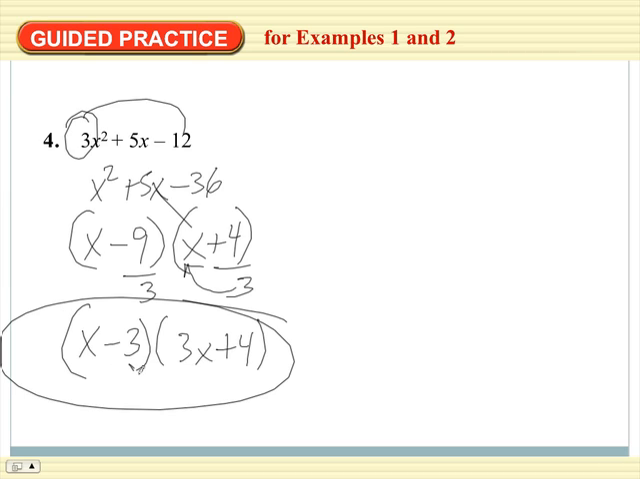Do a quick check. -9. Oops. Oh, see? That's why you check right there. Plus 3, minus 4. See? Plus 3, that makes +9, minus 4, that makes the positive 5. There you go. Good catch.